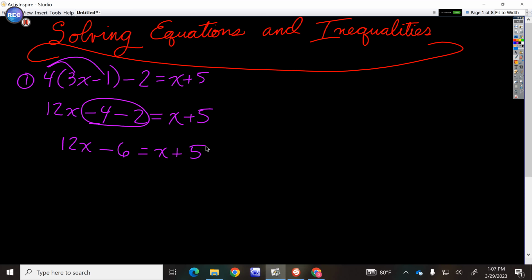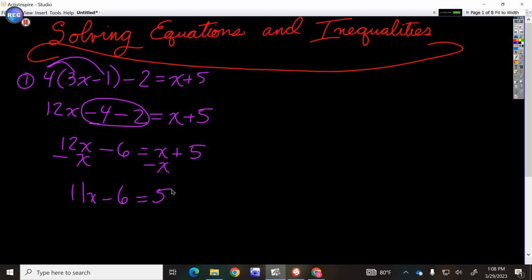Now the problem is you're trying to get x by itself, but it's on different sides of the equal sign. So you got to move either the 1x this way or the 12x that way. Which one do I teach you to move? Smaller one. So let's go minus x on both sides, which equals 11x minus 6 equals 5. So far, so good. Now it's a two-step equation.